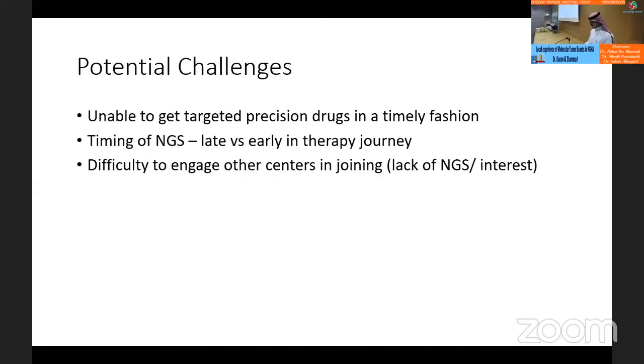Some of the potential challenges that we and other programs face is that we may be unable to get the targeted precision oncology drug in a timely fashion. The timing of NGS. Now, I mentioned that less than 50% of patients were actually given the genomic-based therapy. So regarding timing of NGS, are we actually doing it later in the patient's cancer journey when they become resistant and sick, or should we do it early in their therapy journey? There's also difficulty in engaging with other centers, mainly due to their lack of in-house NGS or their external NGS technology.